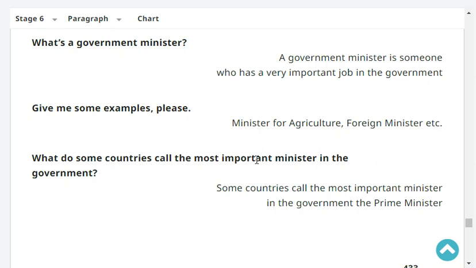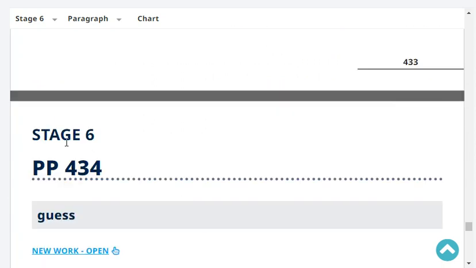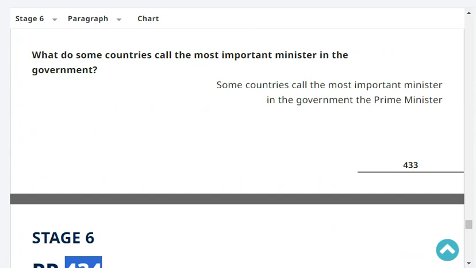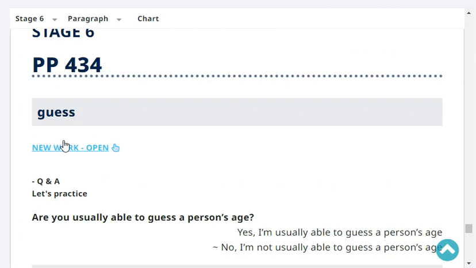What do some countries call the most important minister in the government? Some countries call the most important minister in the government the prime minister. Very good. Okay, next word is guess.